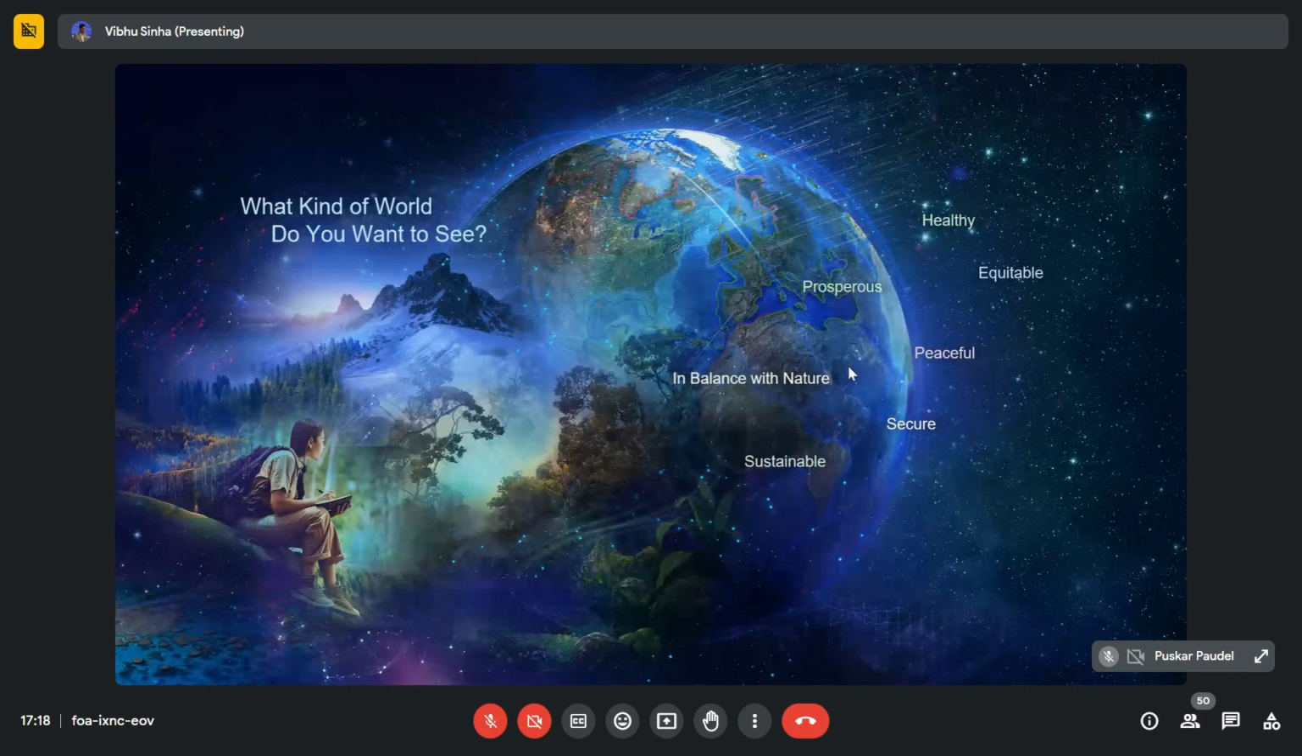We have always been confused between equitable and equity, these two words. Then secure, right? And then sustainable. Ultimately, when we come of age, we do realize that our resources are limited, right?